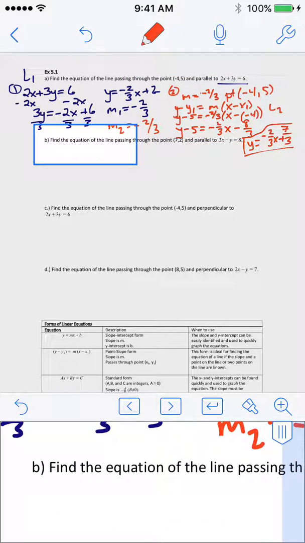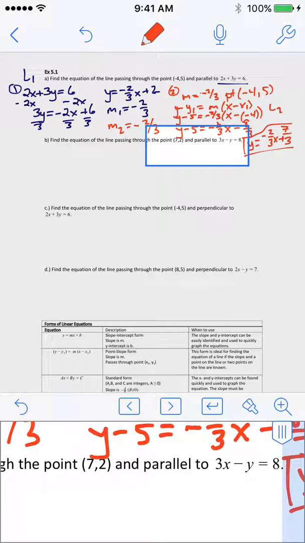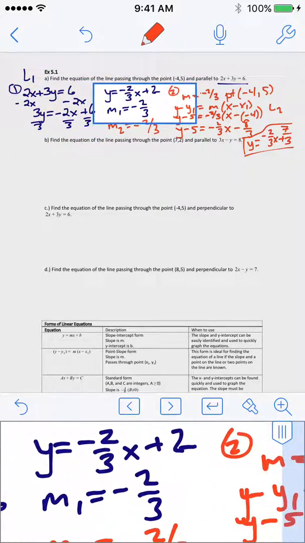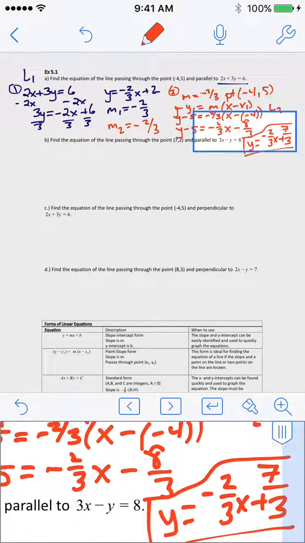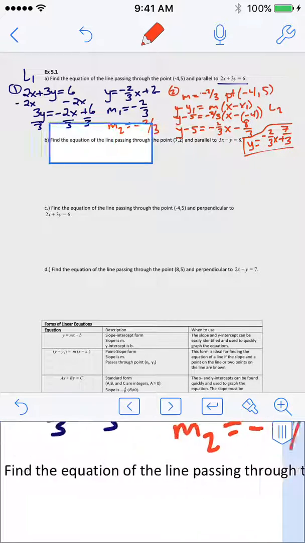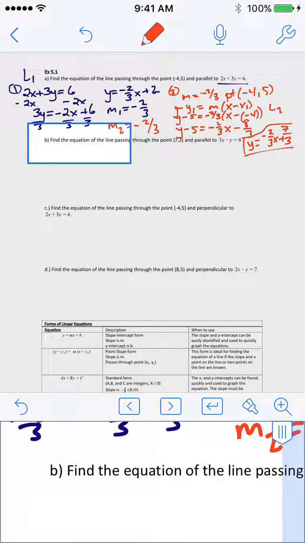This next problem, problem B, is extremely similar. In fact, I believe the only things that are different are the points and the equation. So I would like you to try it first. Go ahead and pause this video right now and try it on your own. You're going to take line 1, find that slope, use the same slope, and then find me a new equation. Alright, go ahead and try that now.